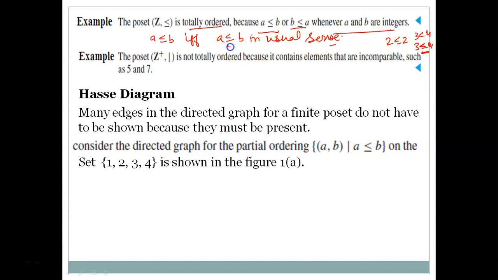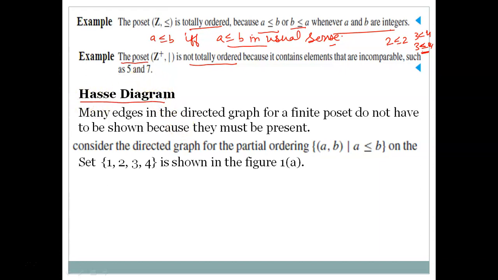So in the usual sense, if we say Z is the set of integers, it is definitely a totally ordered set, because you take any two integers, one will be smaller, one will be greater, or the two integers may be equal. But the partially ordered set Z of positive integers under divisibility is not totally ordered, because, as we have explained, there are certain incomparable elements. Next we come to the concept of Hasse diagrams.